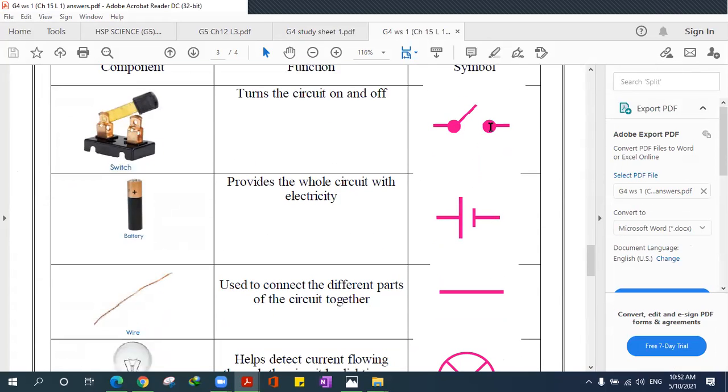And this is its symbol. Then we have a battery. It gives electricity all of its power. Without batteries, we will not have an electricity source, right? Yes, so the battery is the source of electricity.